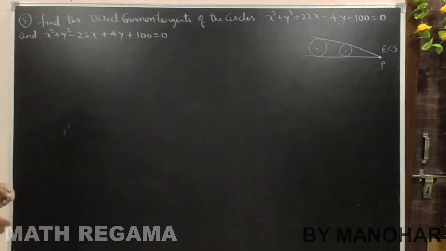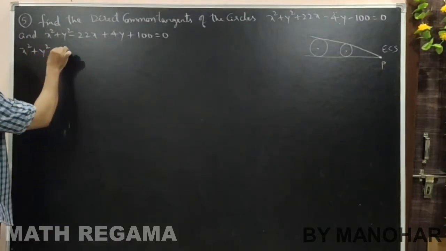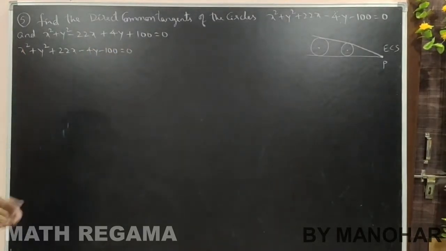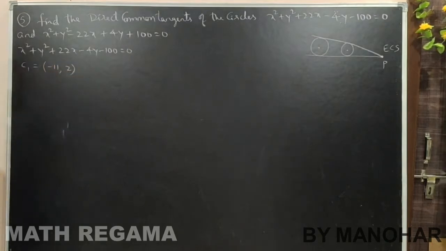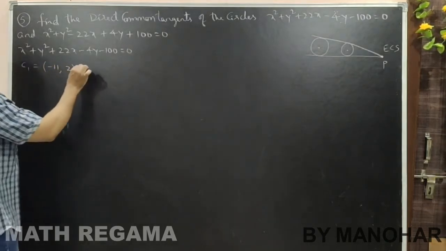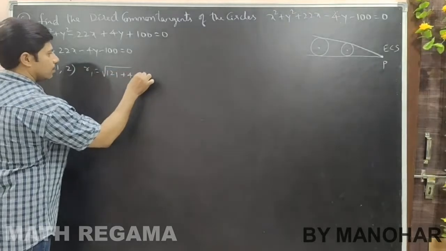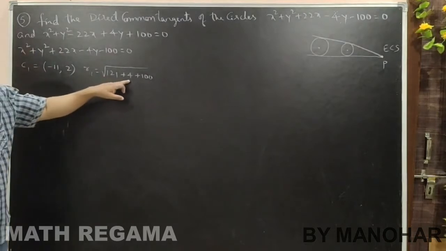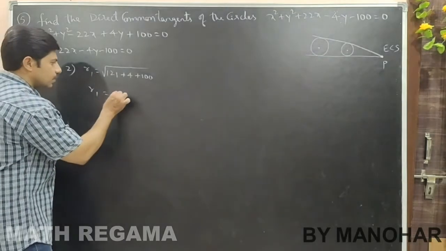So first, the equation of the first circle is x square plus y square plus 22x minus 4y minus 100 is equal to 0. Now I'll find the center. The center of the circle is (minus 11, 2). What is R1? R1 is under root of g square plus f square minus c. So R1 is under root of 121 plus 4 is 125, 125 plus 100 is 225. Square root of 225 is 15.